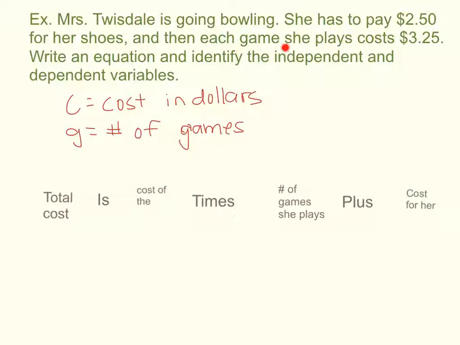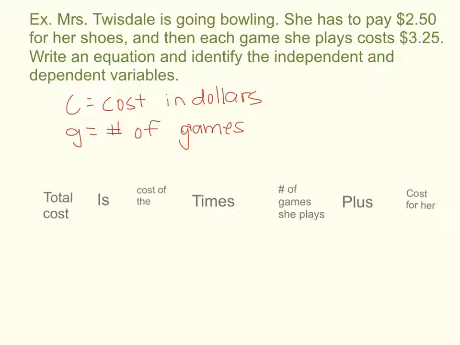And then each game that she plays costs $3.25. So for every game she plays, she has to pay $3.25. So she plays one game, she pays $3.25. She plays 2 games, she's got to double that. 3 games, she would triple that. So multiplying by the number of games.